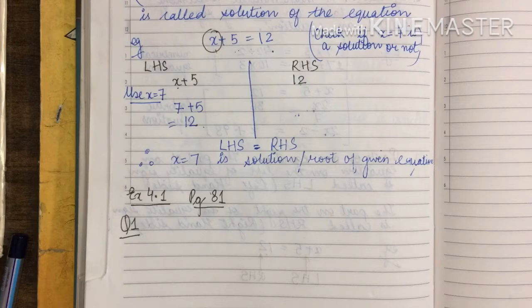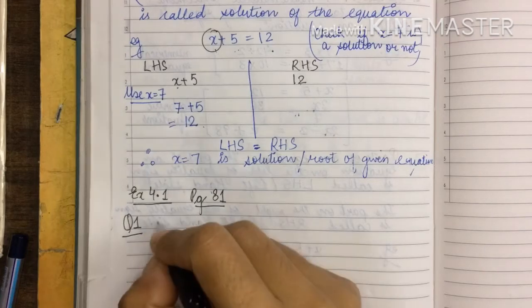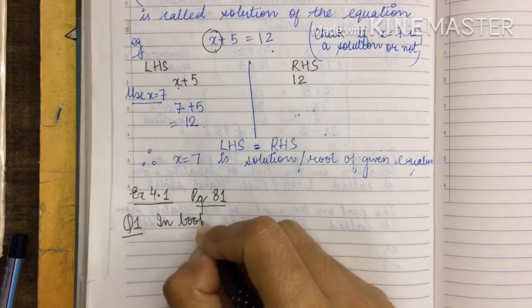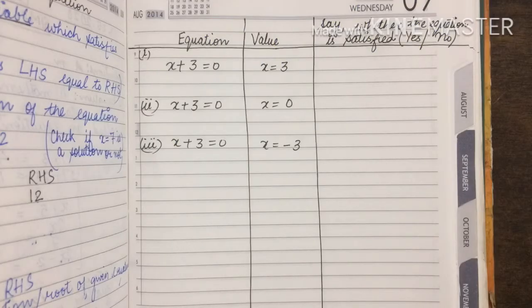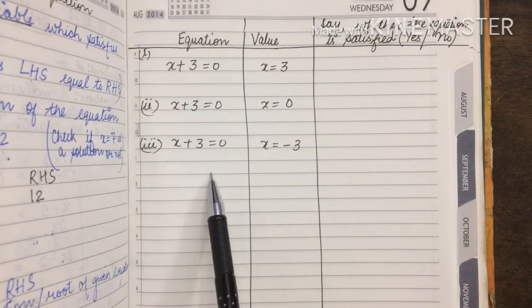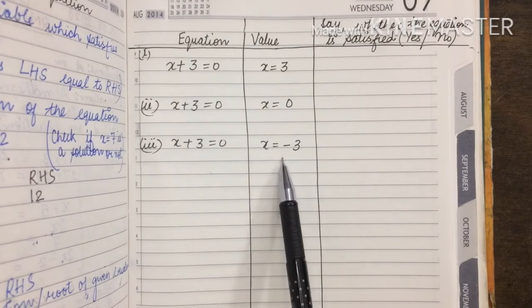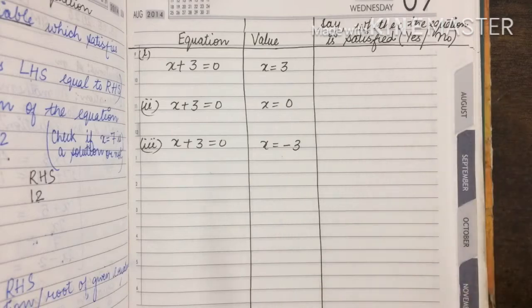Exercise 4.1, page number 81. Question number 1. If you are having the book, you can do this question in the book, or you can do it with me on the notebook. This is the question that we have. The first question, you've been given some equations. Along with that, you've been given some values of the variable. And finally, you have to answer: say whether the equation is satisfied, yes or no.